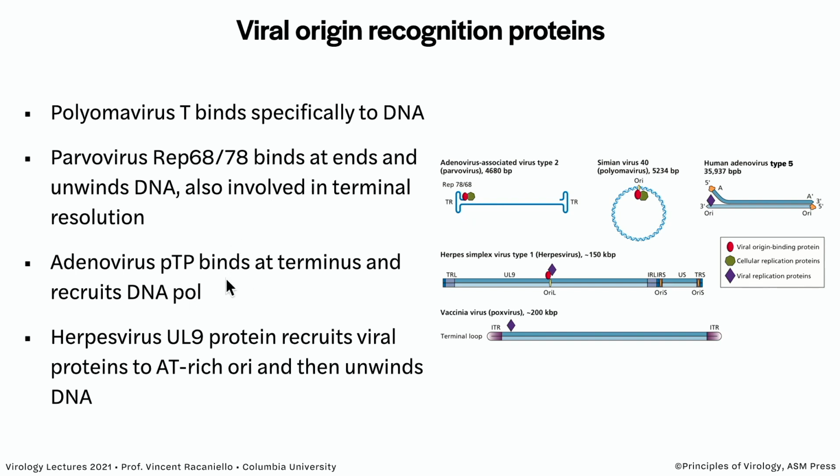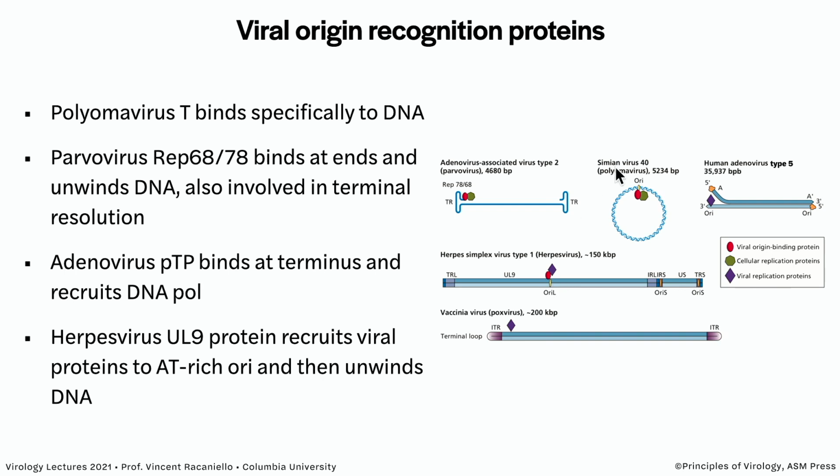For adenovirus, the origin binding protein is the pTP, the preterminal protein, which binds the end and recruits the DNA polymerase to add a C to it and start the priming reaction. So that's shown right there. And then for herpes virus, we haven't talked about the origins, but it encodes origin binding proteins, which is the UL9 protein, and that helps to recruit other proteins there and unwinds it to get DNA synthesis going.